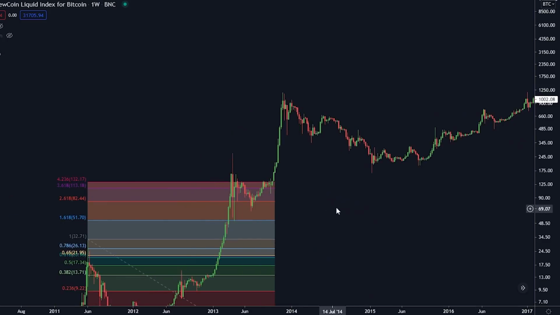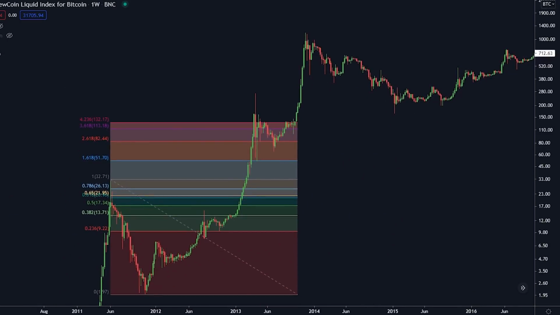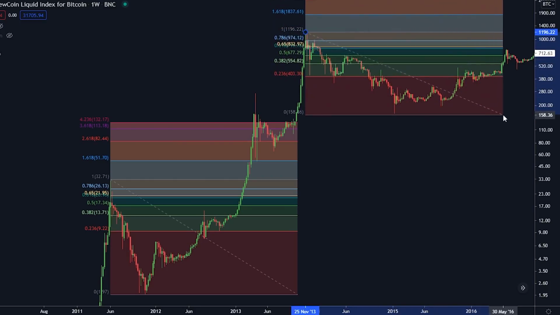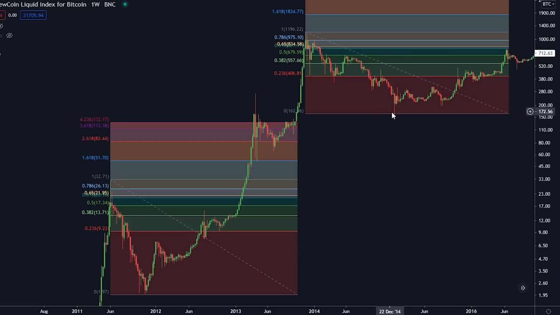Okay, so we do the same thing right now. We draw the Fibonacci from the previous cycle top of this cycle down to the bottom right here. You can see the bottom very clearly here at $161. Cycle top was at 1,173. So this was a brutal drop and this was the bear market.